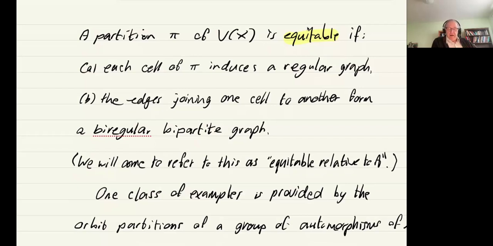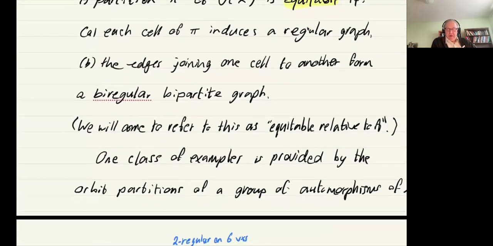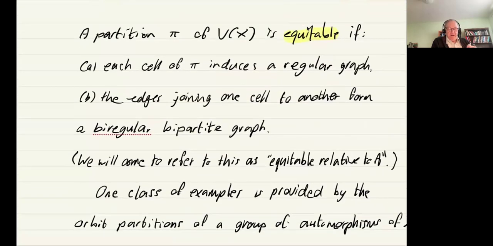Now, I will actually eventually refer to this as equitable relative to the adjacency matrix, because there are variations of equitable, but we won't worry about that right now. So this is the graph theory definition of equitable. It's actually not the easiest one. It's straightforward enough, but there are better ones too. There's a different definition, which is somewhat easier to work with.